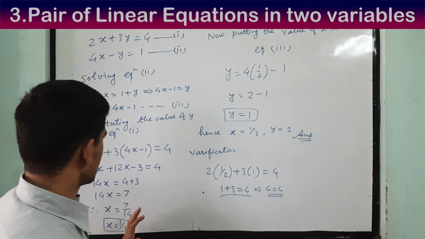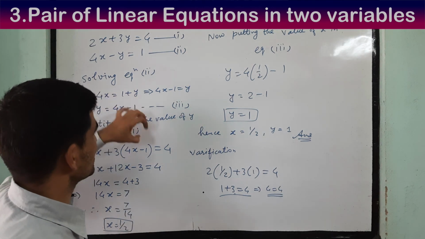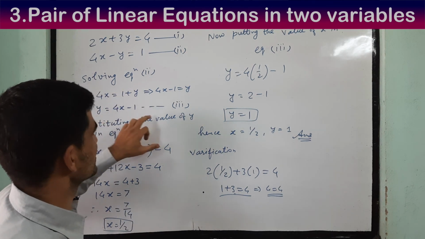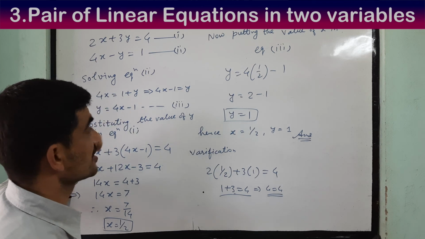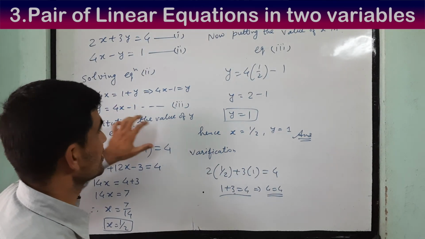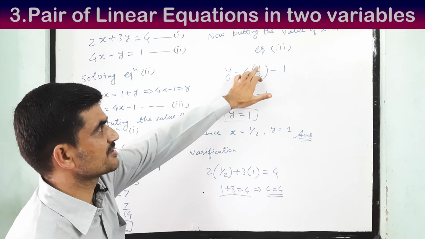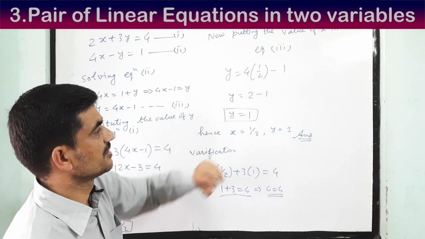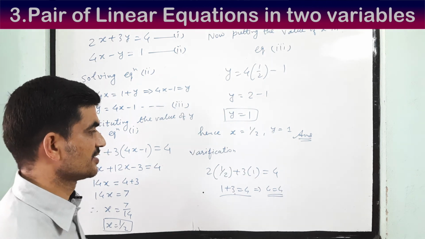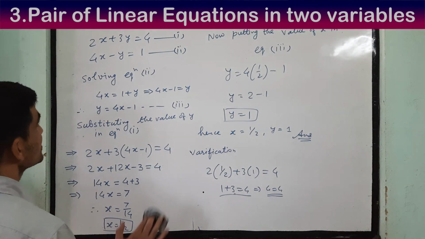And after this we can put this value in any of the equations. It will be better to put it in this equation because it is already solved, the transfer process is already done, so it will be easy to solve. So y equal to 4 times of 1 by 2, that becomes 2, 2 minus 1 is 1. Clear? So let's see one more.